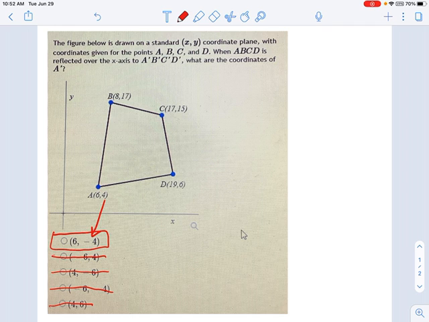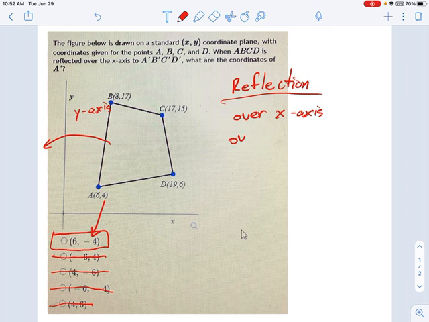Now, if instead you were told that it was reflected over the y-axis instead of the x-axis, that would just be the same sort of thing, except you're sending it this way. And another type of reflection, there are 3 reflections that you might see in these sorts of problems. You have over the x-axis, you have over the y-axis, and you have something called over the origin, or sometimes it's called across the origin.